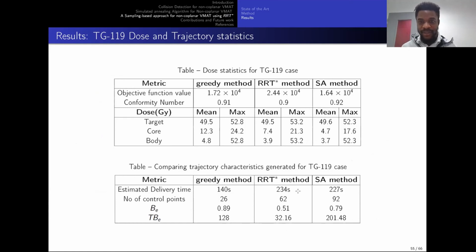For the trajectory, this is where the RRT star method shows its improvement. We have proposed two metrics for measuring trajectory, which we call the bending energy and the total bending energy. This exists in the literature, so it's not something we created, but we are using it now for measuring the trajectory for non-coplanar VMAT. We see that the bending energy for the RRT star method is much better than for the simulated annealing method, which shows that it's a much more deliverable trajectory that doesn't have arbitrary motions everywhere. It's the same with the total bending energy. There's not a lot of bend in the trajectory, so it shows that this trajectory is much more deliverable.